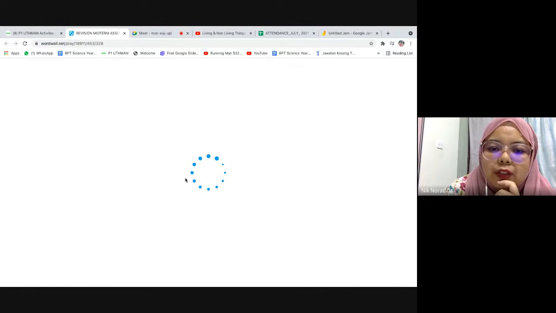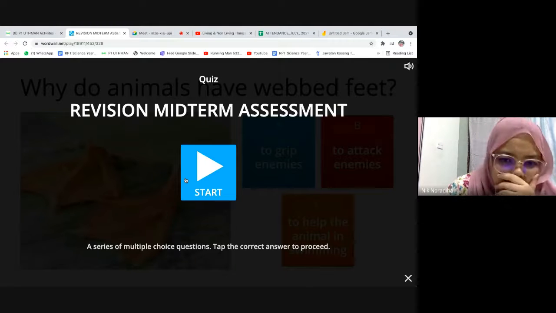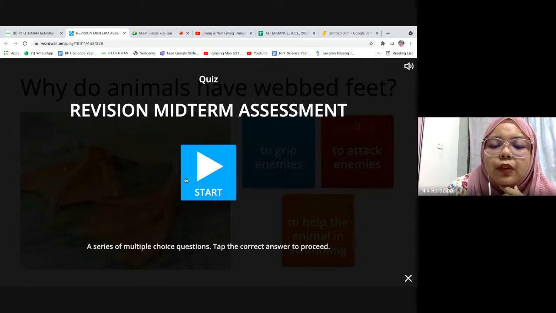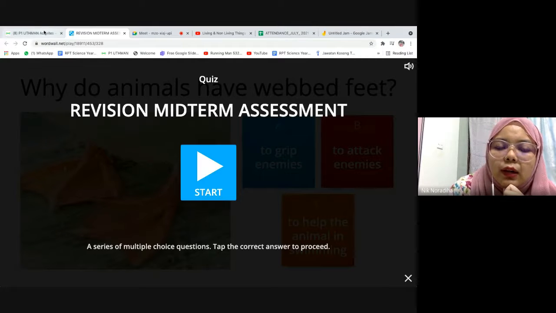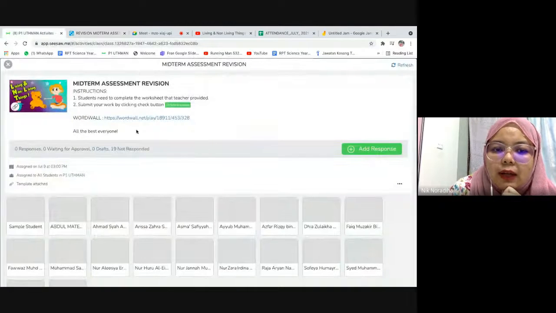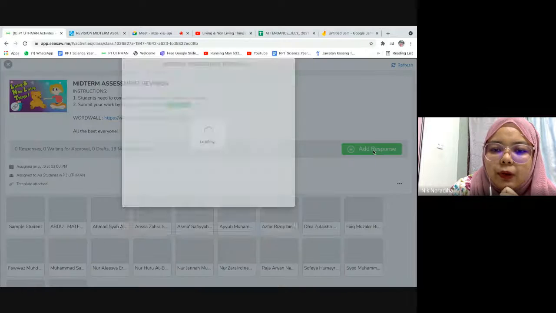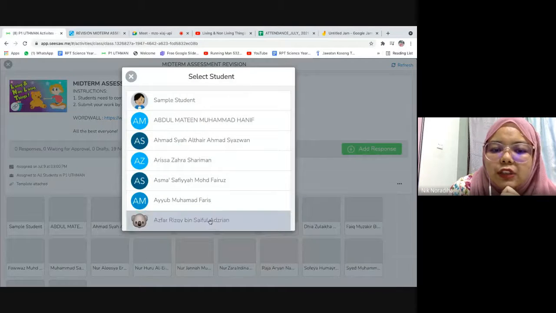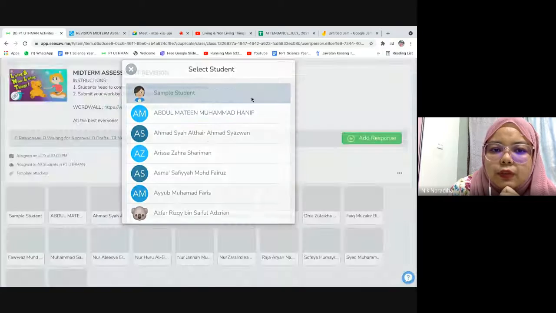Teacher prepared a word wall for you to do your revision. When you click start, we have questions about animals and the human senses. You just have to read the question properly and answer them. But please do this after you're done with the worksheet. For example, how to do the worksheet? Add response. Find your name. Teacher doesn't have my name here, so I will choose sample student.